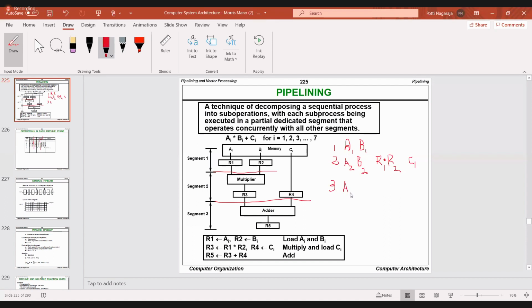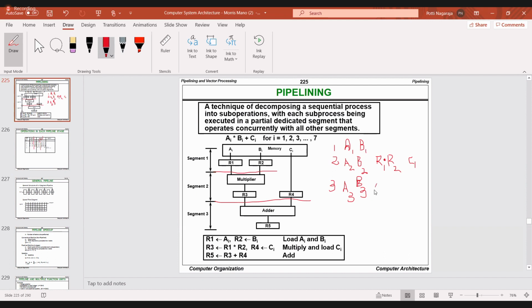Once you see, then it is easy. A3. And what is the R2? R2 is B3. Can anyone tell me, what is the R3 value now? What is the R3 value, anyone? A2 into B2. Yes, very good. So the R3 value is from the previous values, which are A2 and B2. Now I have to multiply that.